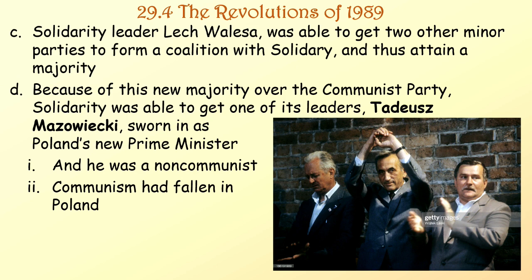Solidarity leader Lech Wałęsa was able to get two other minor parties to form a coalition with Solidarity and thus attain a majority. And because of this new majority over the Communist Party, Solidarity was able to get one of its leaders, Tadeusz Mazowiecki, sworn in as Poland's new prime minister. And he was a non-communist. And this meant that communism had now fallen in Poland.